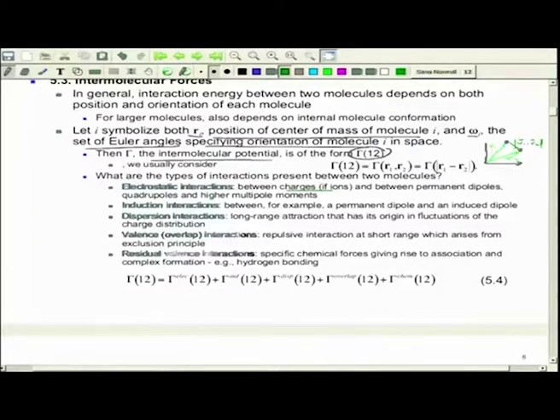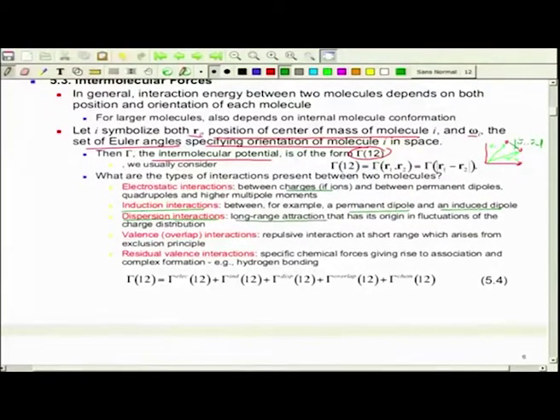Now in addition to electrostatic interaction you will have induction interactions. This is between, for example, a permanent dipole and an induced dipole. So we will come back to these individual contributions or interactions in detail shortly. In addition to induction interaction, you will have dispersion interaction, very commonly available among the particles or molecules, and it is a very important interaction.